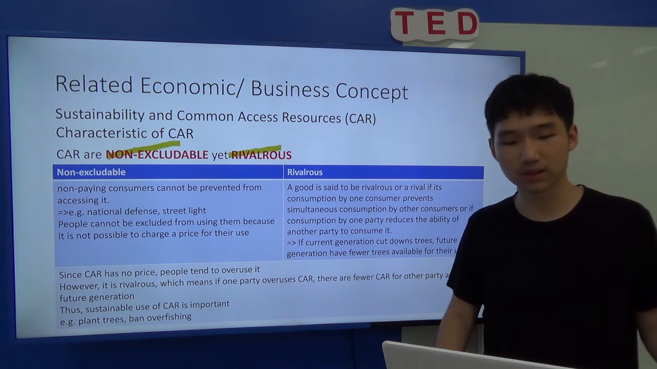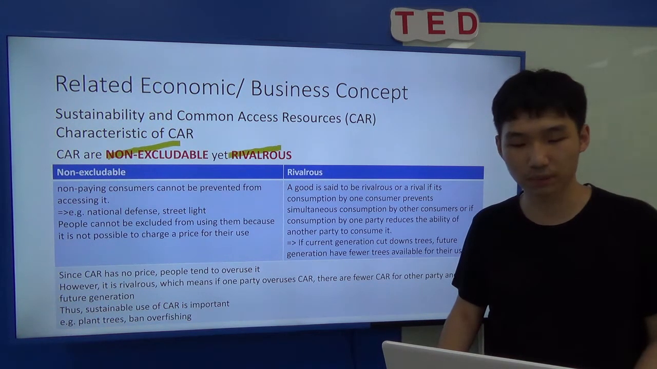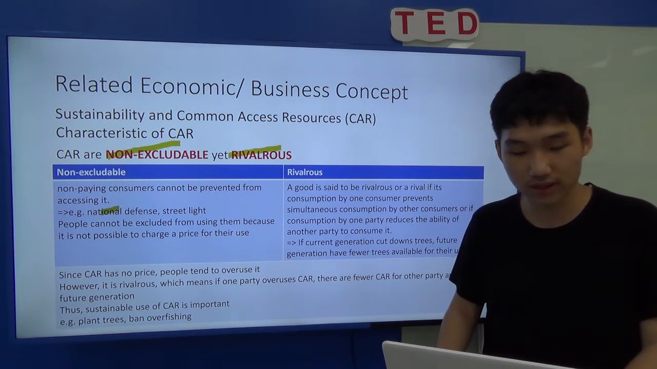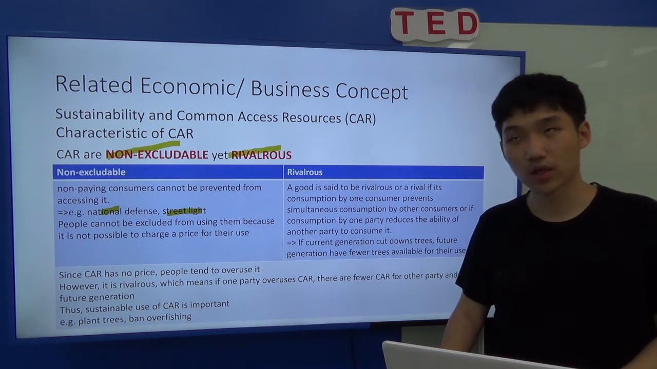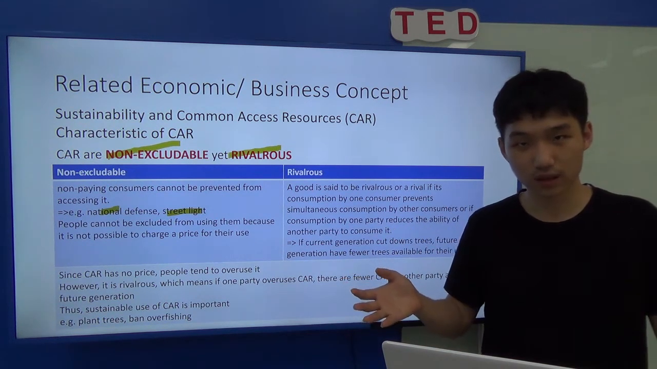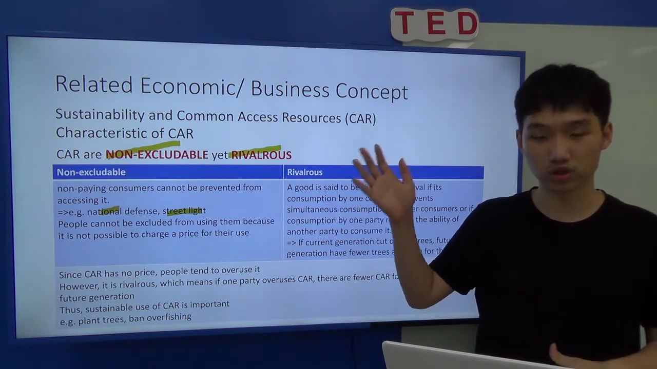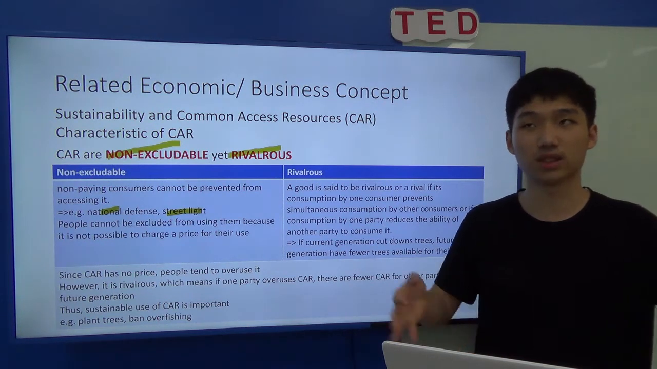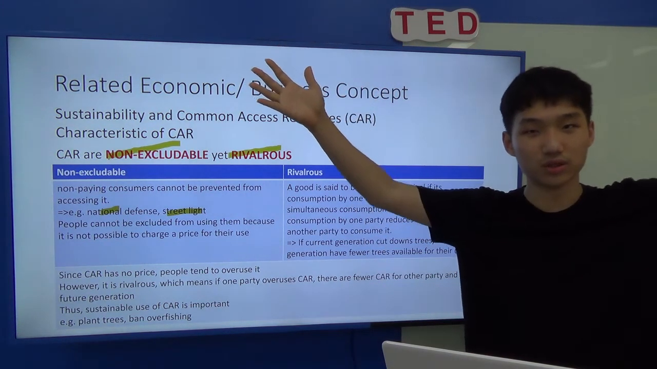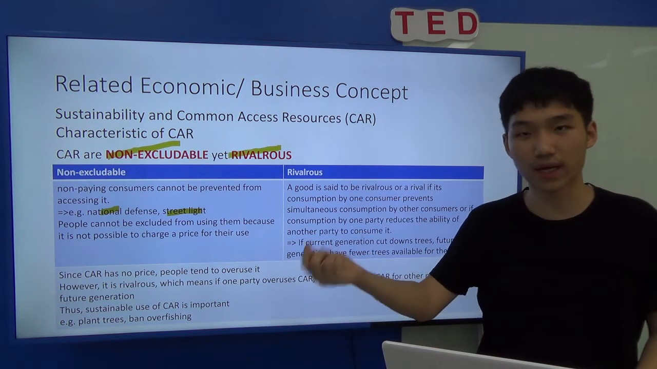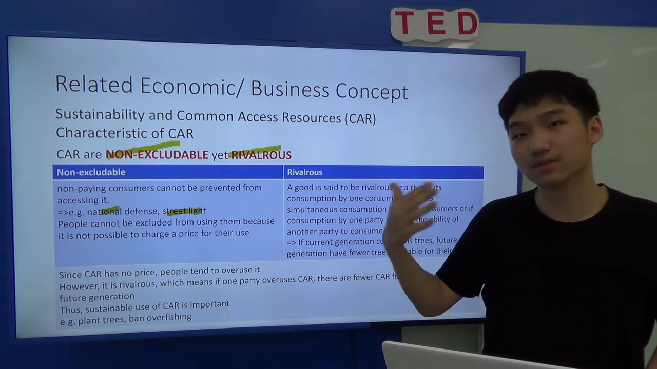Non-excludable means that non-paying consumers cannot be prevented from accessing it. A good example would be national defense and street lights. Once national defense or even street lights are provided, the people who are not paying for street lights or national defense can still enjoy their benefit. For example, street lights give you brightness, which is a very good advantage in a civilized society. Even though you're not paying for it, people can get this advantage.